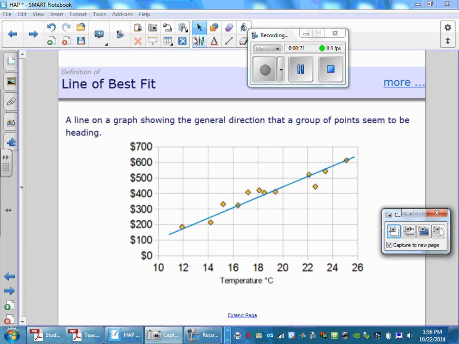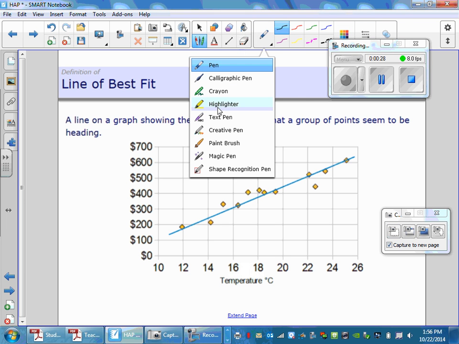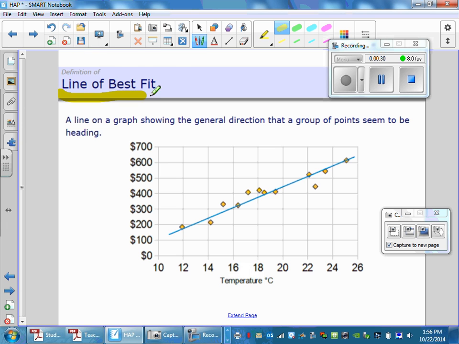Right now, this week, we're talking about line of best fit and scatter plots. So please write on your paper as the title, line of best fit. Make sure your name and your hour are on your paper also. The definition for line of best fit is a line on a graph showing the general direction that a group of points seem to be heading.